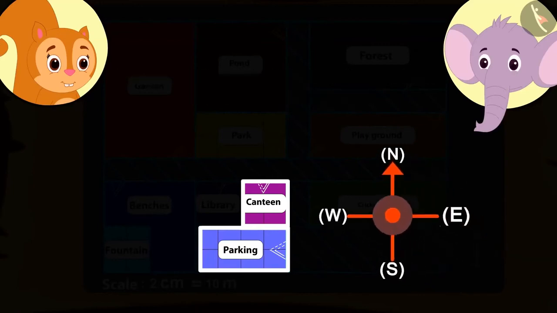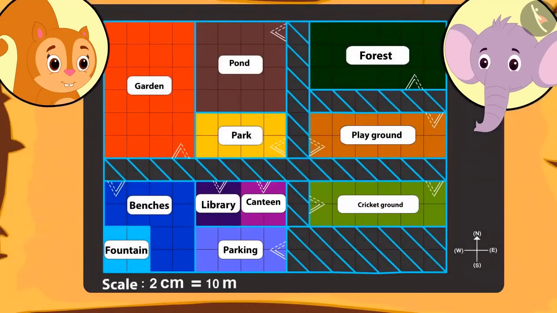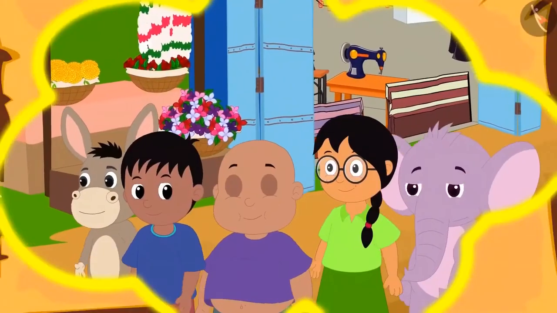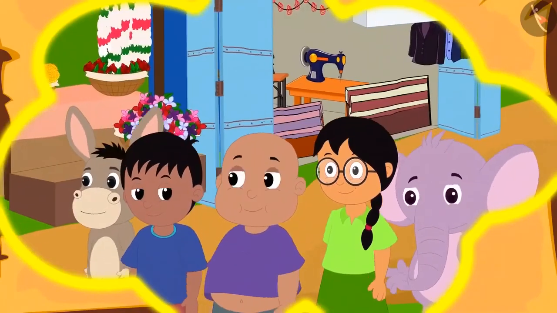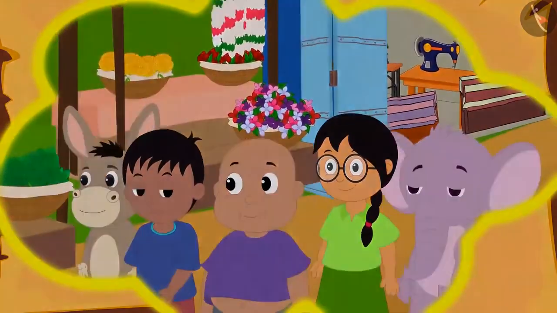Absolutely correct, towards the north. Kids, can you see the compass that is made on the map? Everyone walked towards the north and reached the canteen. There they had some delicious food.